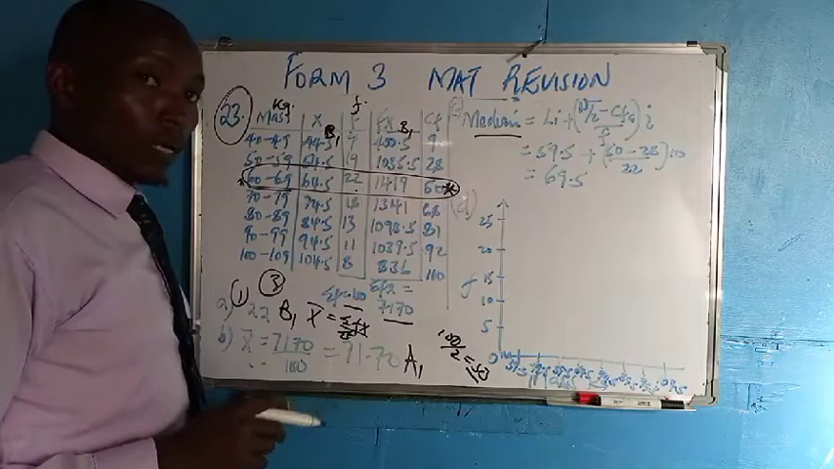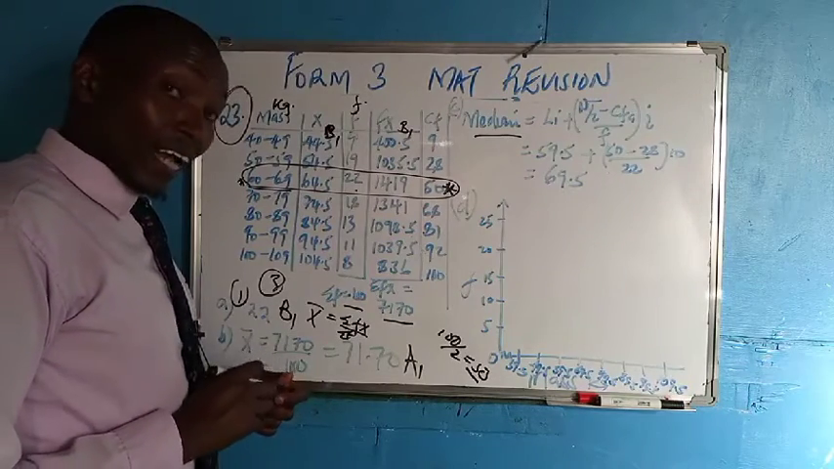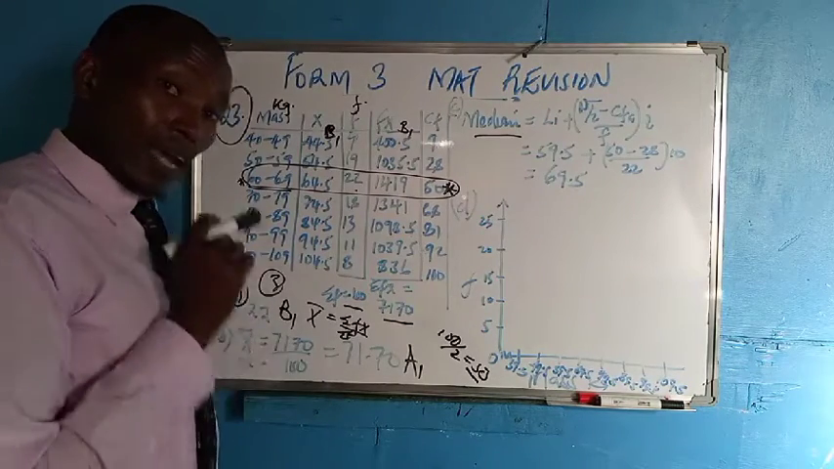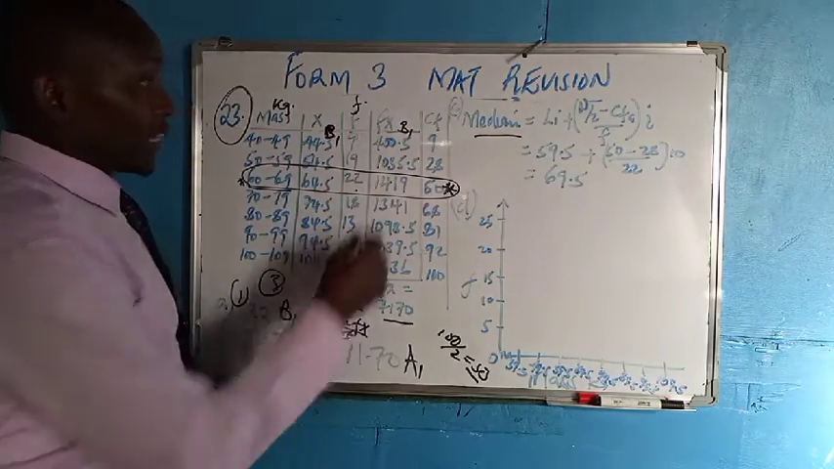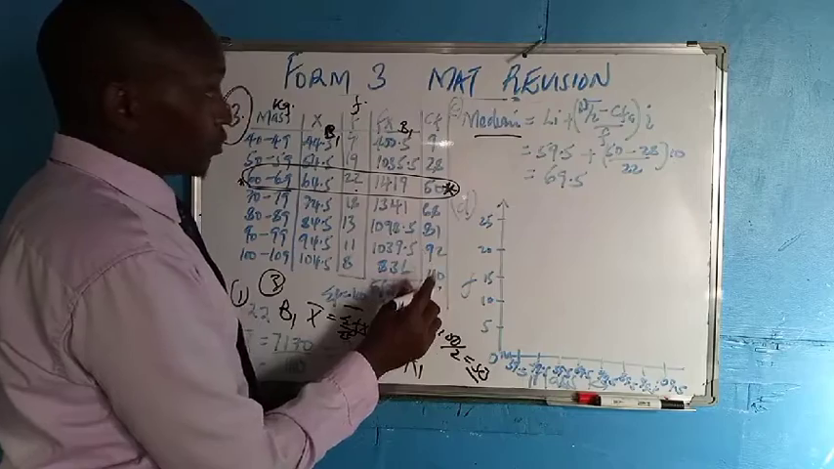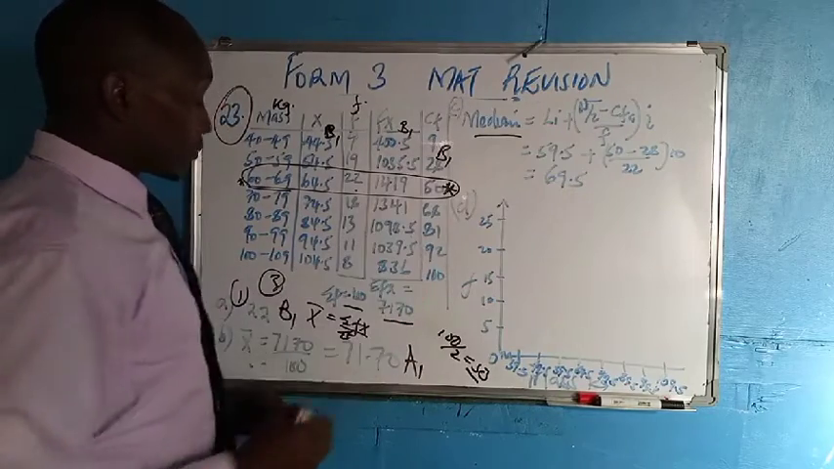That is what we call the median class, the class in which the median lies. So it is in here. So how do I go about that? By generating the cumulative frequency, another mark.